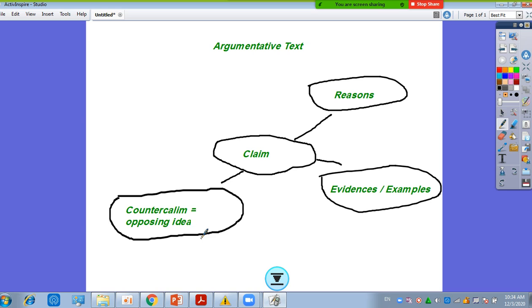Yes, maybe they are correct. Now I have mentioned this is the counterclaim. People were opposing mine, but I have to do what? To refute this counterclaim. What do I mean by refute? To prove that it is not totally correct.